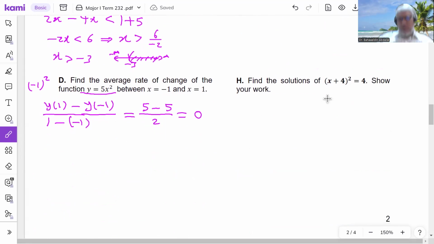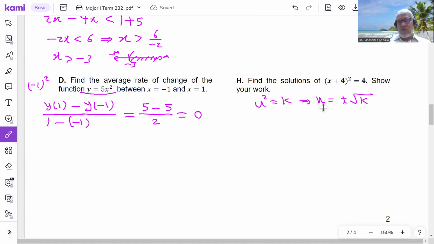Find the solutions of this equation. We have a property called the square root property. The square root property says if u squared equals k, then u would be plus or minus the square root of k. So here I have something similar to this. I have x plus 4 all to the power 2 equals 4. So u here is x plus 4. So I have really this form, u squared equals k. It's in front of me. So I can use immediately the square root property.